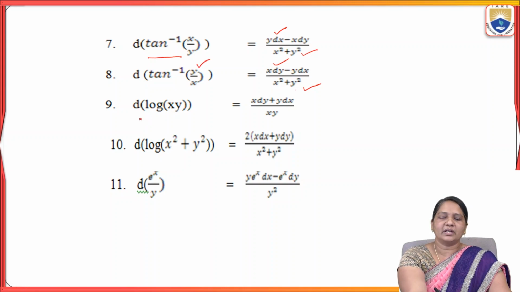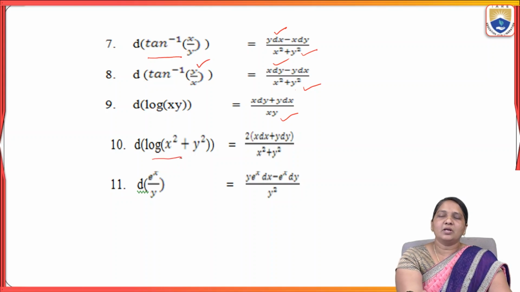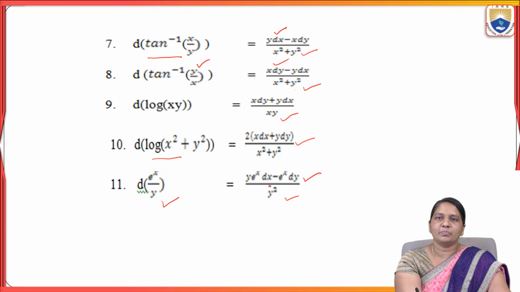And derivative of d of log xy is x dy plus y dx by xy. Next, d of log of x square plus y square is 2 into x dx plus y dy by x square plus y square. And d of e power x by y is y into e power x dx minus e power x dy by y square.